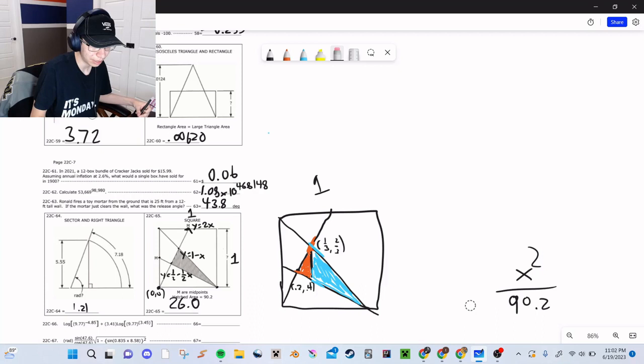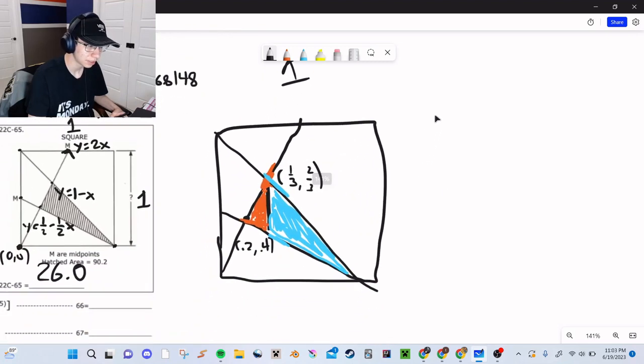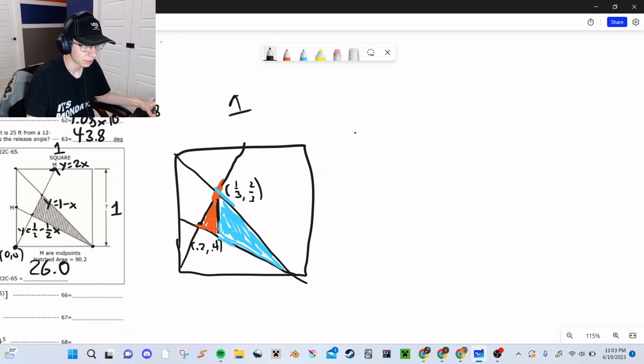So let me talk about the other way I said of doing this question. The other way I could have done this question was if I broke it up into parts. I'd actually have this triangle right here. So this has a height of s, right? And a base of s over 2.